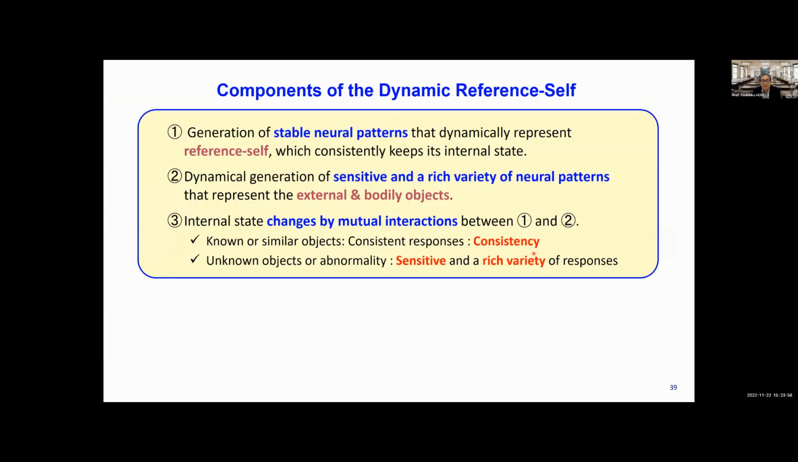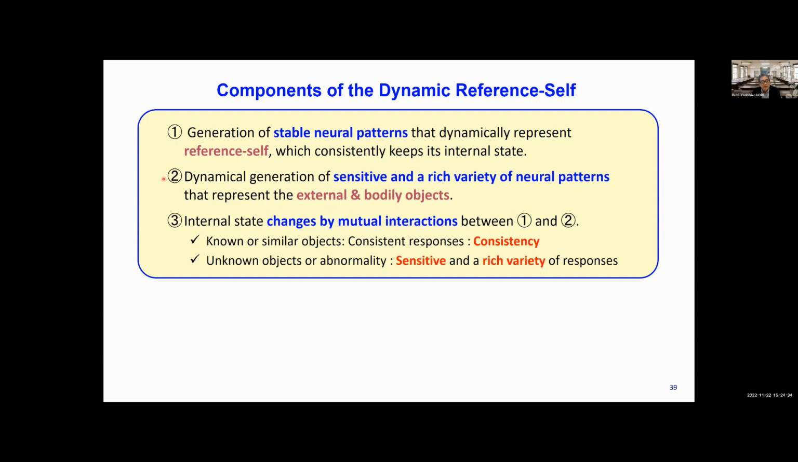So what are the requirements for the components of this dynamic reference self? We have three of them. First is generation of stable neural patterns, which corresponds to the reference self, the internal milieu. The second is dynamical generation of sensitive and rich variety of neural patterns that represent the external and bodily objects. So this is the environment and those are the internal milieu.